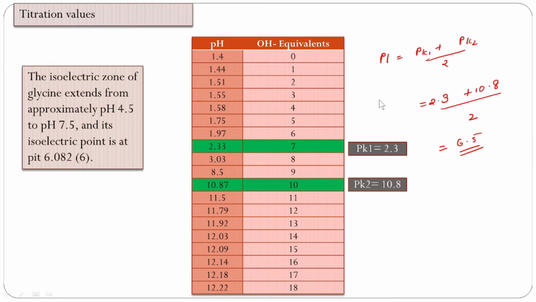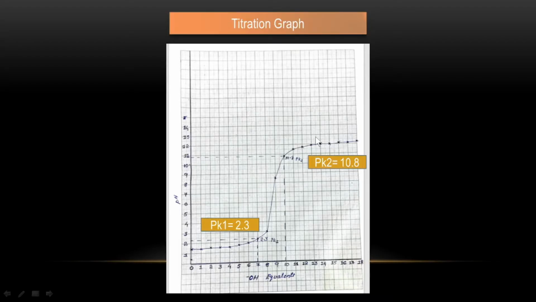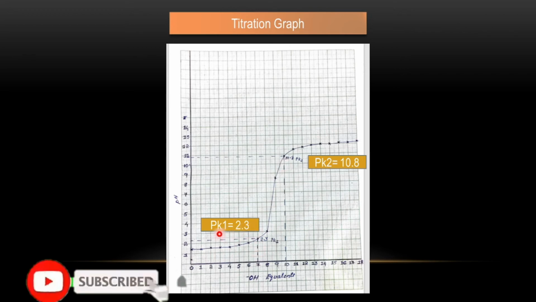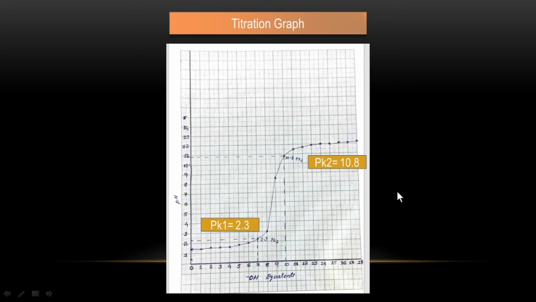Then I am going to show you a graph that we plotted out of these values. This is a graph by taking the x-axis as OH minus equivalent and the y-axis as the pH value. We can plot the graph like this and we will get a graph in this form, and we can note the pK1 value and pK2 value here. Okay, and this is the practical for finding the isoelectric point of glycine. I hope that with this you really understand the procedure.